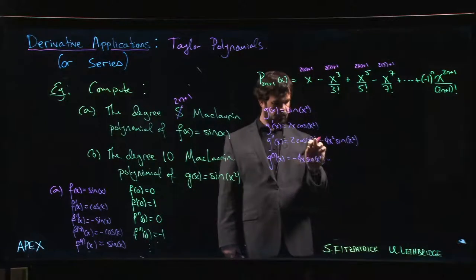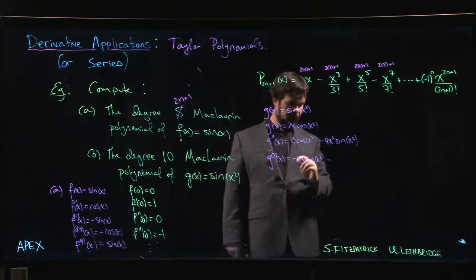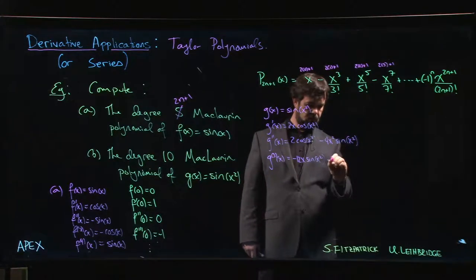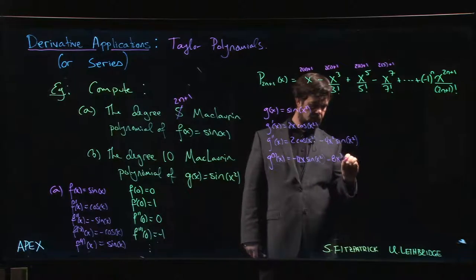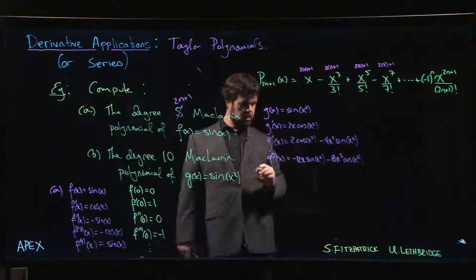So I guess, let's just combine. Let's try to speed things up here. 12x. And then 4x squared times the derivative of sine, cos, times another 2x. 8x cubed cos x squared. Okay.